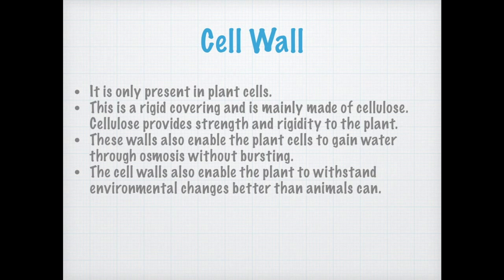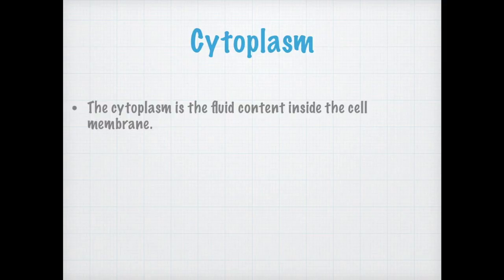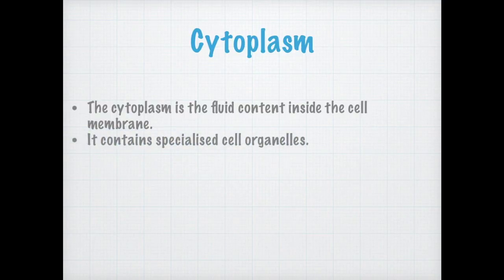Let's move on to the cytoplasm. So the cytoplasm is basically the part of the plant cell that supports the cell organelles, that the cell organelles are suspended in. The cytoplasm is a fluid content inside the cell, and it is basically the support system for all the organelles. It basically links all the organelles together, and all the organelles are suspended in it.